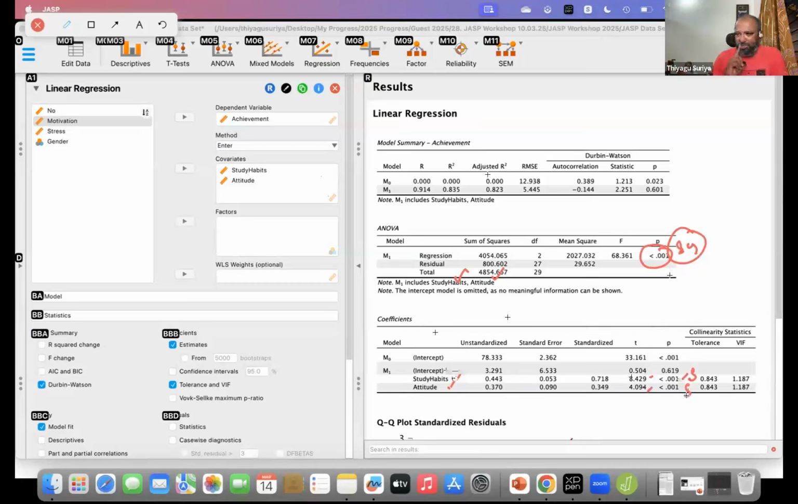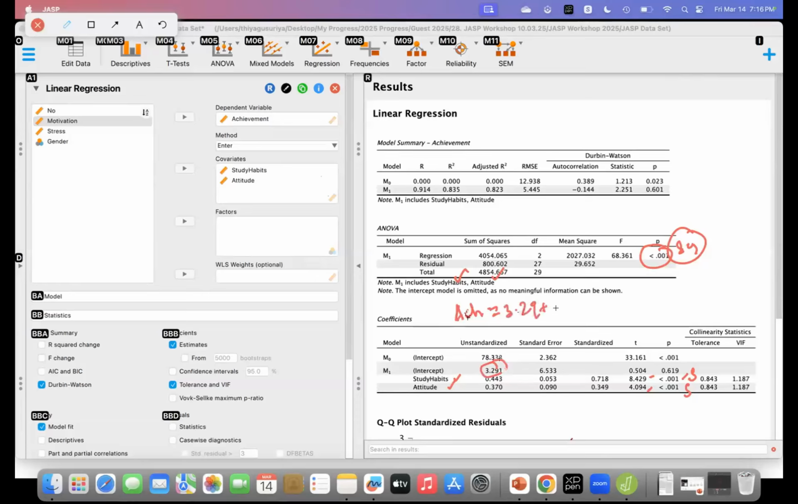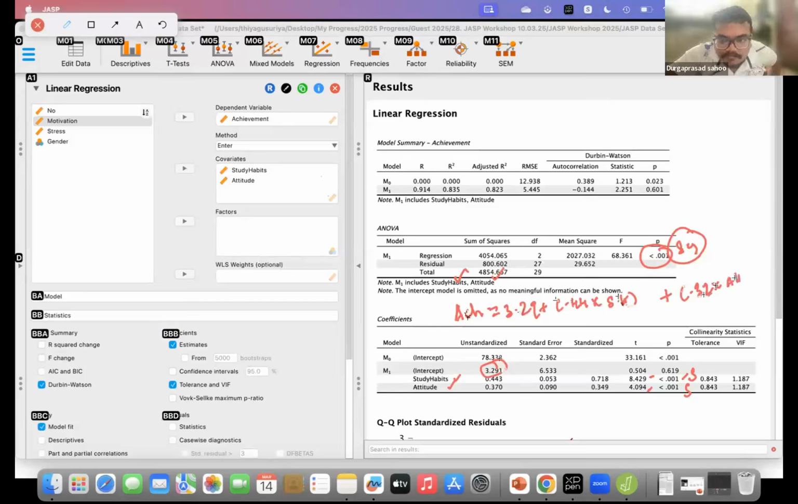What is the dependent variable? Achievement. Right. What is the equation now? Therefore, achievement is equal to... Anyone tell me the equation? Constant 3.29 plus 0.44 into study habits plus 0.370 into attitude. You got it?